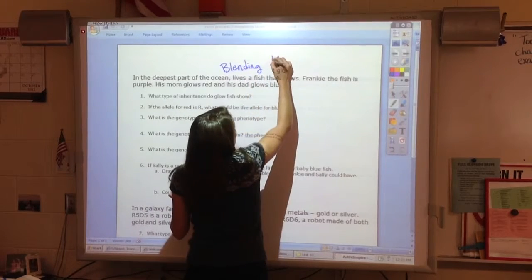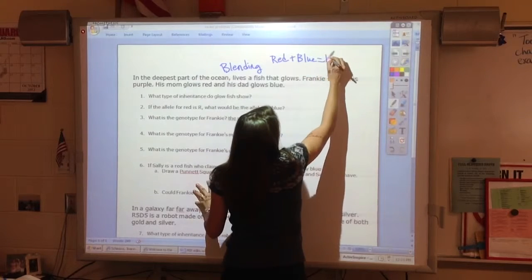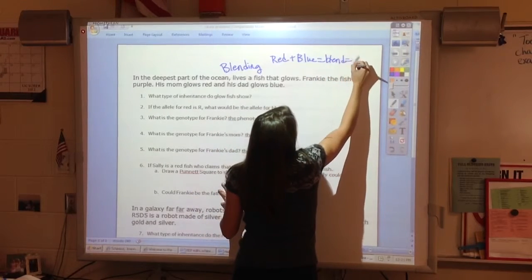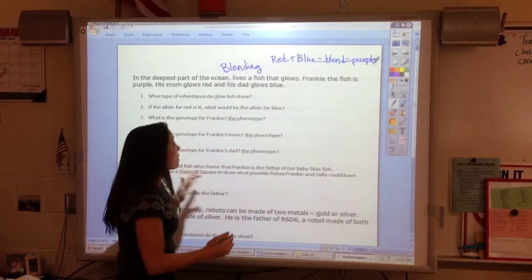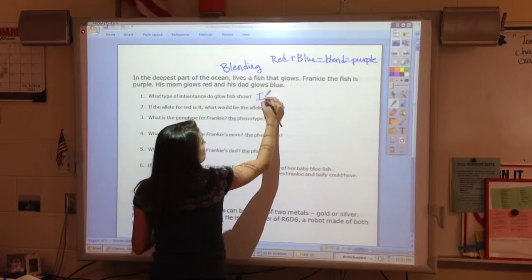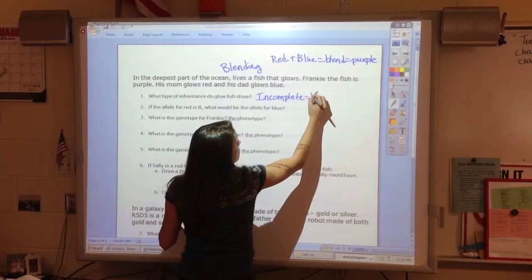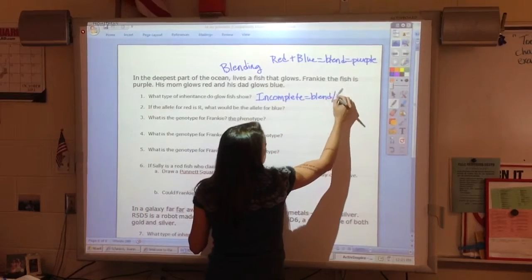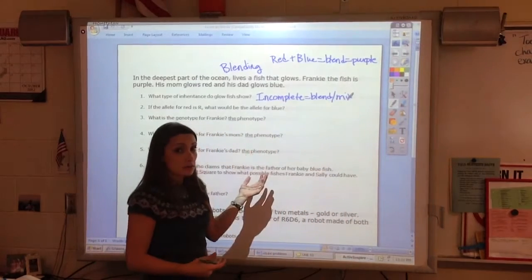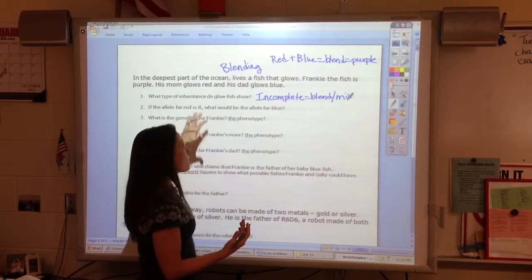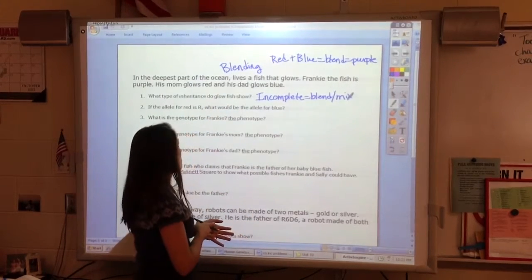right? Red and blue blend to make purple. So this is not dominant recessive. This is actually incomplete dominance, where they blend or mix. The fish isn't spotted, isn't checkered. It's not red, it's not blue. It's a blending of red and blue, and that's called incomplete dominance.